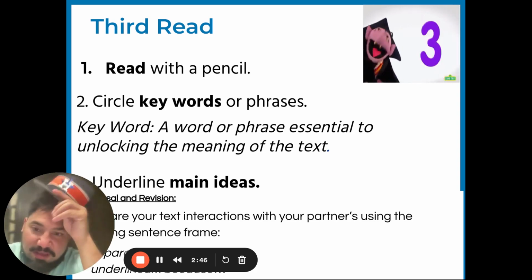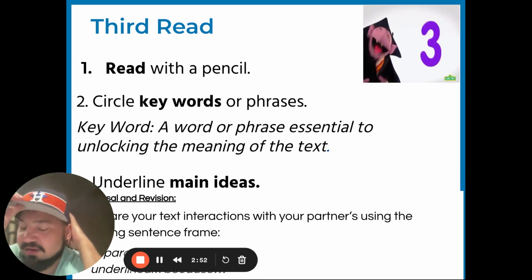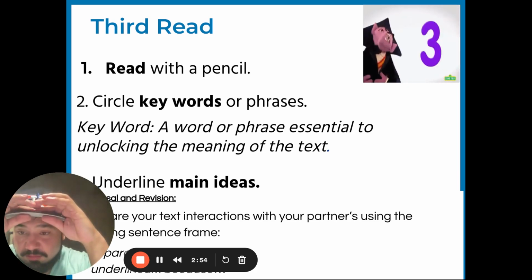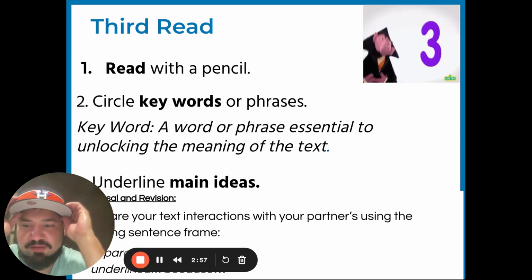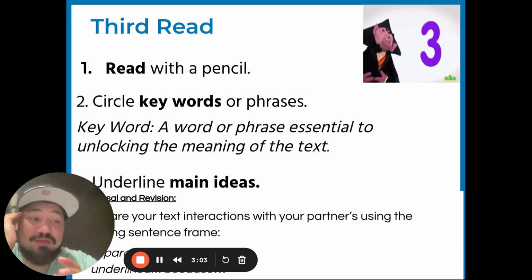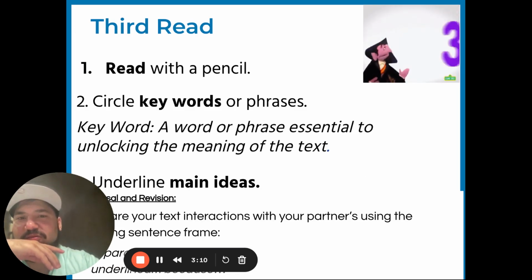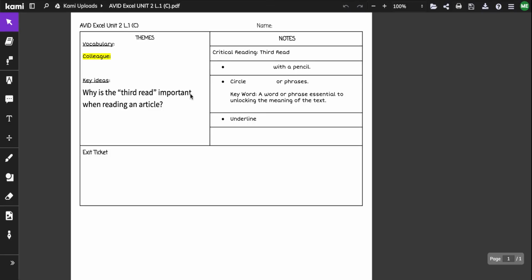Usually in the third read, scholars, what I like to do with my students is make sure they talk to one another and share the things they circled and underlined. So once you are done with the third read, share it with another partner or classmate who is done. Let's look at the article we're going to be reading so I can give you an example. But before we do that, we're going to answer the question: why is the third read important when reading an article?